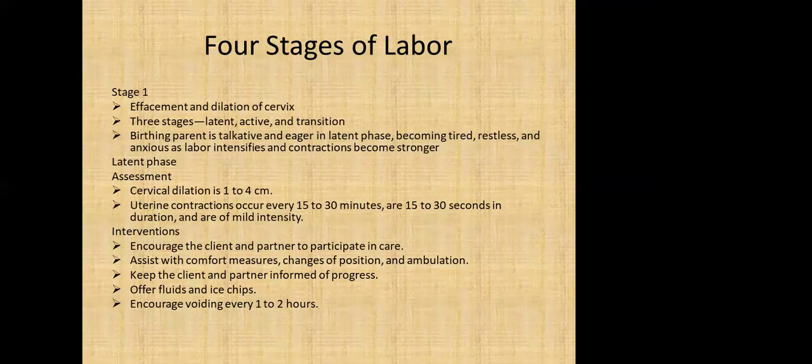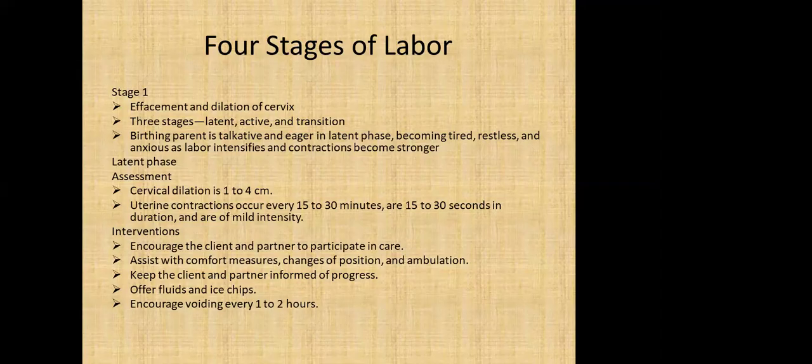Now, if you are reading your question and the question says that a woman in the latent phase had dilated 3 cm, but contractions are occurring every 5 minutes, understand that it is not normal. And so it requires you to inform the healthcare provider. If a woman who has dilated to 3 cm is contracting every 5 minutes, it is not normal.